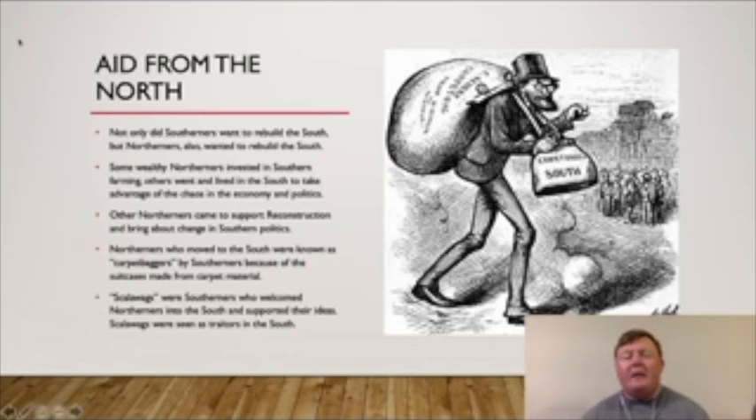Scallywags, on the other hand, were Southerners who welcomed in these Northerners, or these carpetbaggers, into the South and supported their ideas. Scallywags in the South were basically seen as traitors. They were basically giving up that Southern way of life to these Northerners, so they were seen as traitors and known as scallywags.